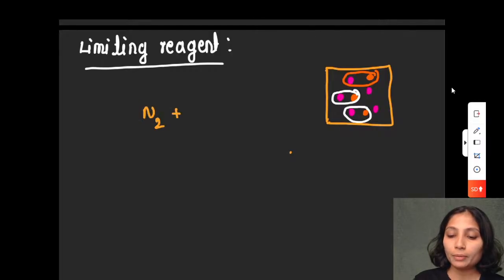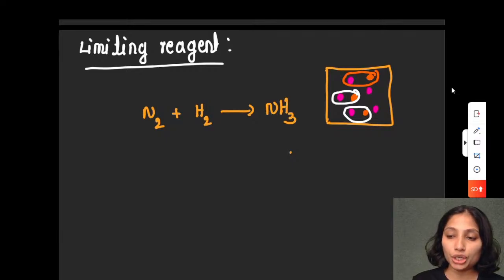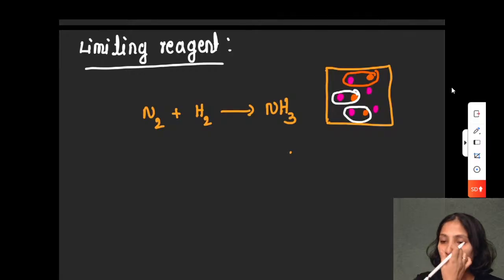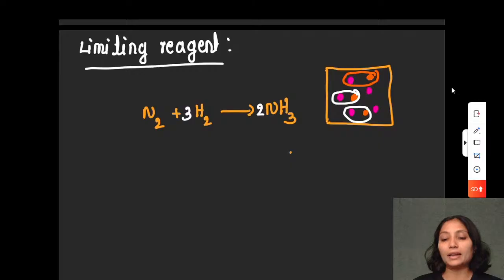N2 plus H2 gives NH3. Whenever you write, make sure you are writing a balanced chemical equation. So balance this equation: N2 plus 3H2 gives 2NH3. Now it is balanced.